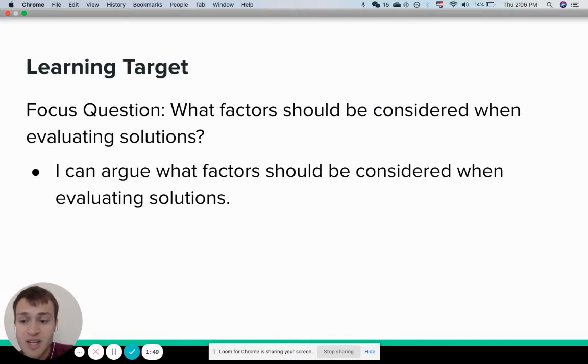So the focus question for today is, what factors should be considered when evaluating solutions? So what things should we care more about when we're evaluating solutions, when we're thinking about what solutions are good? And the learning target is, I can argue what factors should be considered when evaluating solutions. So the learning target is just, you can argue an answer for the focus question.